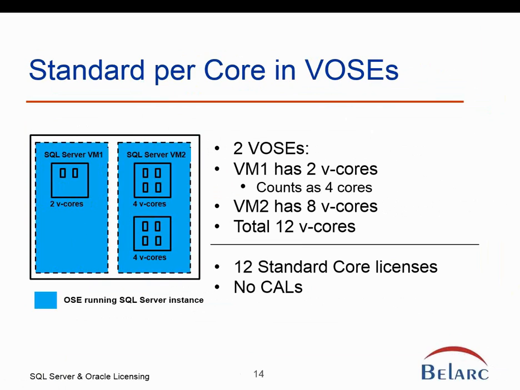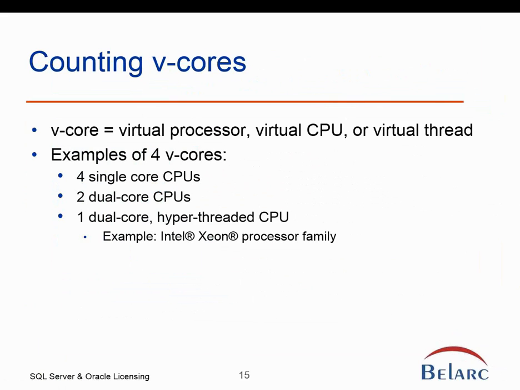So the way you have to count this is the one on the left that has the 2 cores has to be counted as 4 because of that rule that you have to have a minimum of 4 cores assigned to an OSE. And then the one on the right has 8, so you get a total of 12 cores being used, and therefore you're required to have 12 core licenses. So by doing it this way, you don't have to use the whole set of 16 cores.